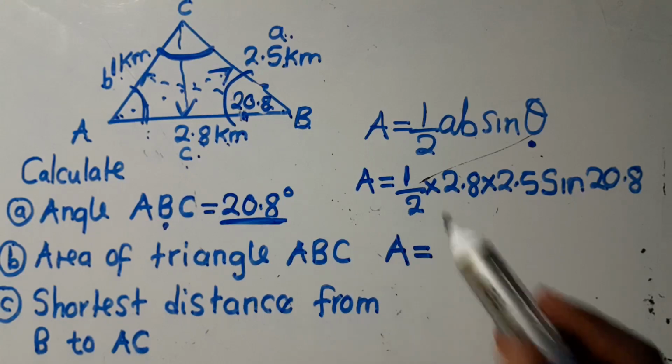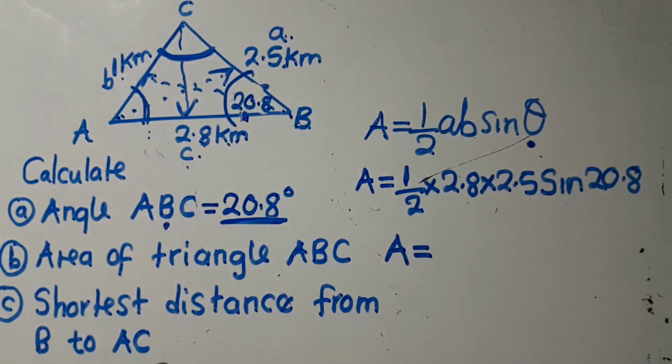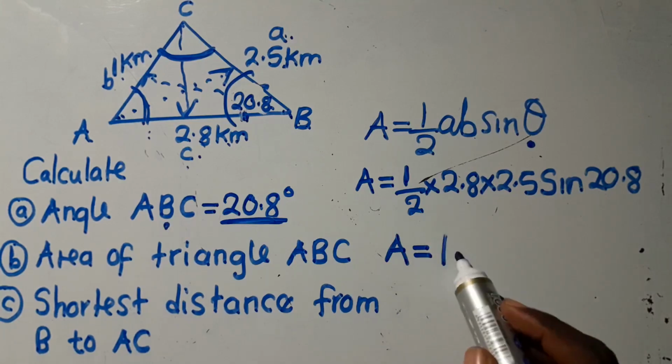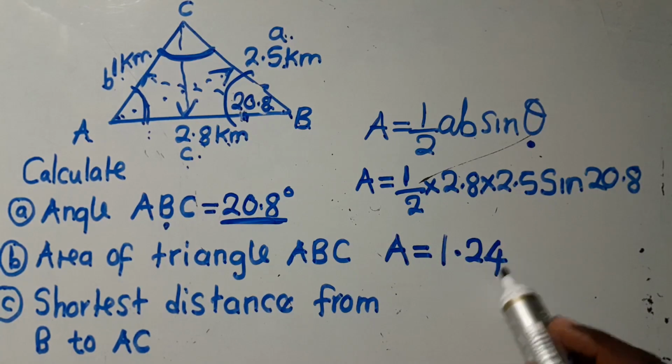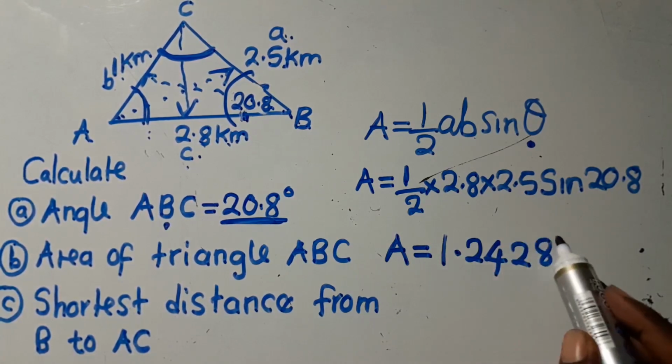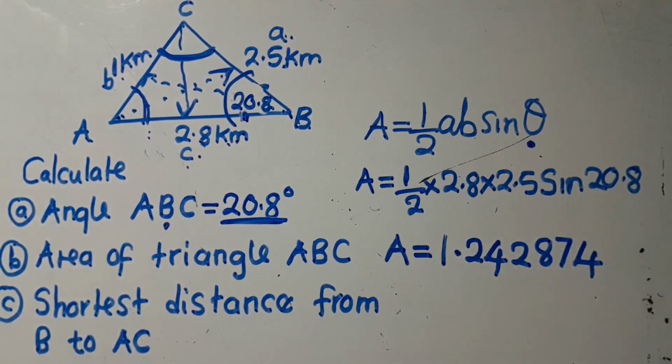How do we punch this? 1 over 2 is just the same as 0.5 times 2.8 times 2.5, then I say sine 20.8. What is our answer? According to my calculator, the answer that I'm getting is 1.242874, like this.